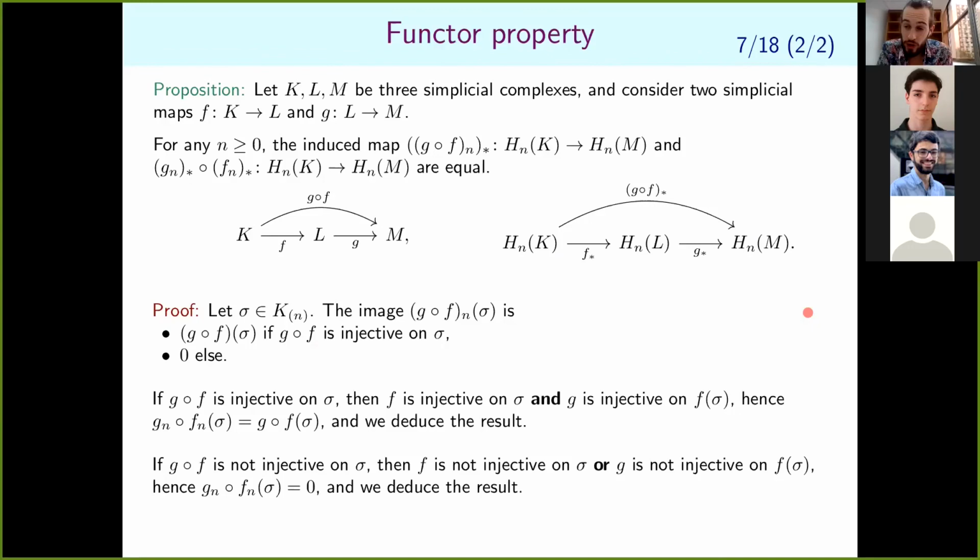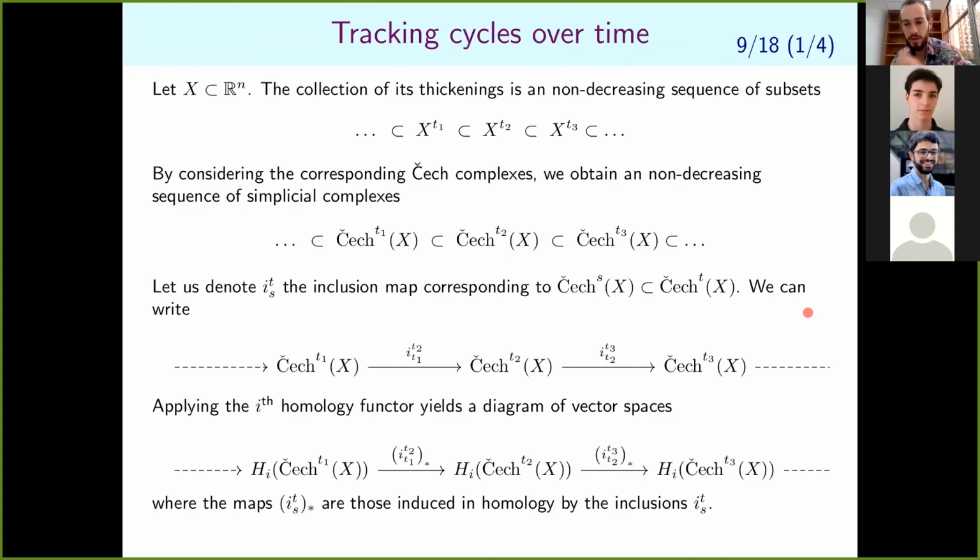Now, we'd like to show you how this property of functoriality will help us in our topological inference problem. So as usual, let's take a subset of the Euclidean space X and thicken it, okay? You can write the thickenings like that. They are all included one in another. And then I can take the nerves of these thickenings, and I obtain Čech complexes, and this is again an increasing sequence of simplicial complexes. If T1 is lower than T2, Čech of T1 is included in Čech of T2.